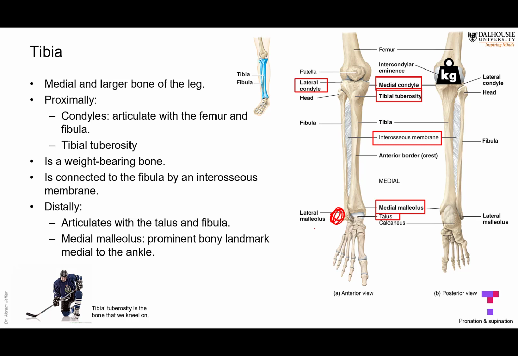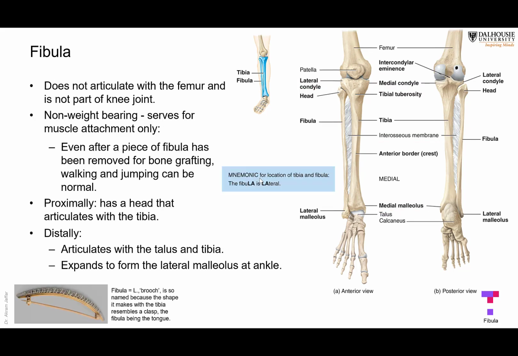So these two malleoli form a socket for the ankle joint, for the talus to form the ankle joint. Distally, as you can see here, the tibia articulates with the talus. The talus is one of the tarsal bones and articulates with the fibula as well. So the tibia articulates with the femur, with the talus, and with the fibula. Now the fibula does not articulate with the femur; it's a non-weight-bearing bone. It serves for muscle attachment.